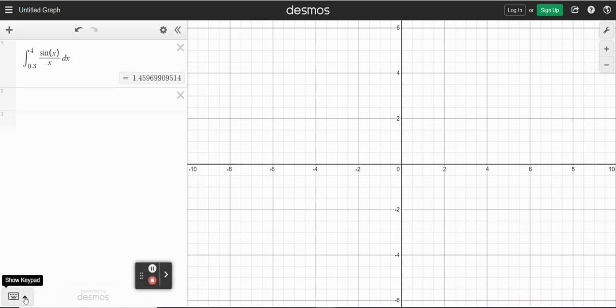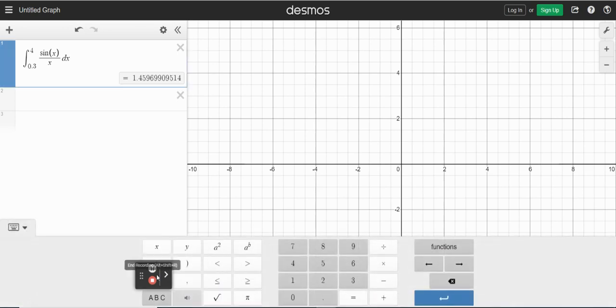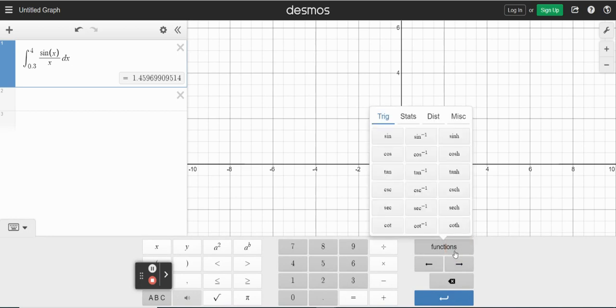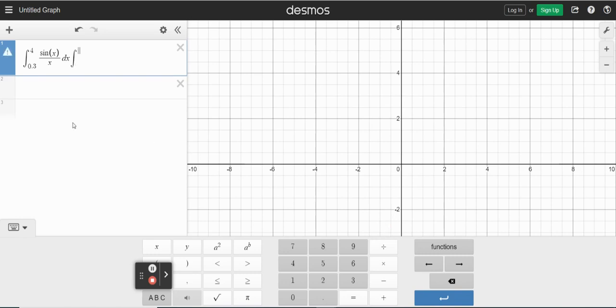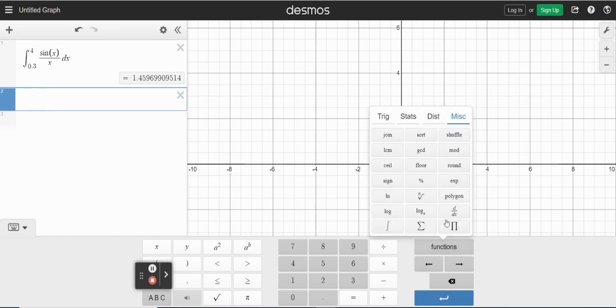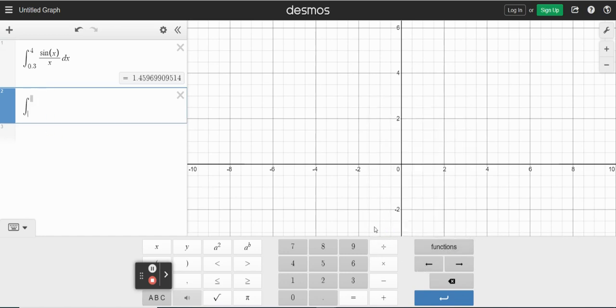and what you need to do is go to the keypad, and after you go to the keypad, you'll go to functions, and it's under miscellaneous, and it's at the very bottom on the left side. So I need to go back to cell 2 and go to functions, miscellaneous, this one here.